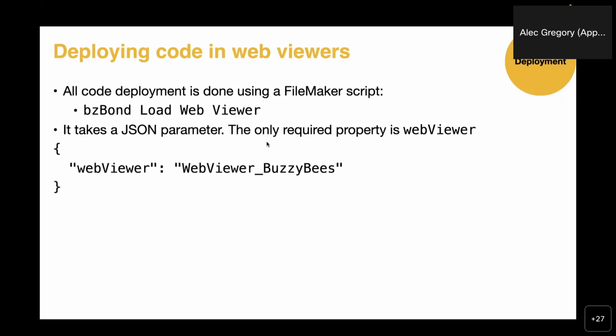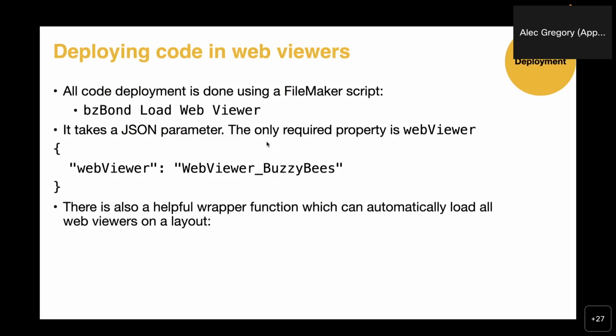So it looks like this in its rawest form. So you have just web viewer as the prop, and then there's your value. bzBs is our example here. There's also a helpful wrapper function, especially useful if you have lots of web viewers on a single layout, or you just always want to be loading the web viewer when you're entering a layout, and that is bzBond load web viewers on current layout.